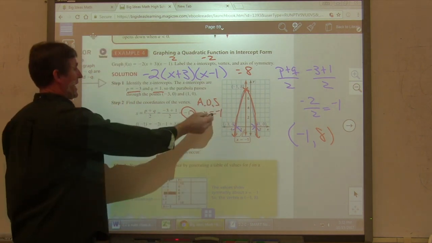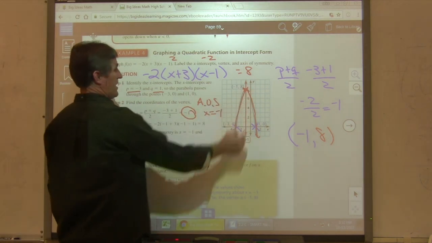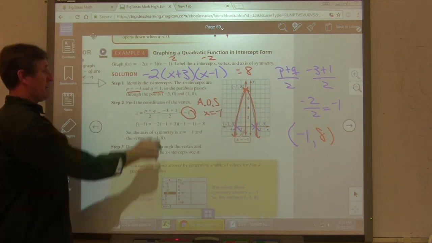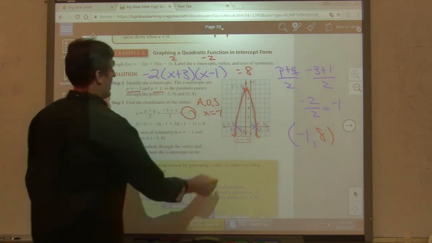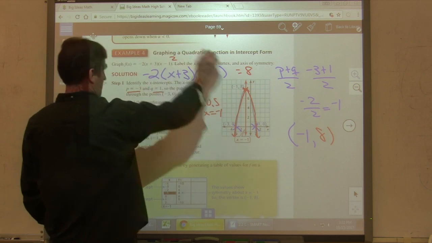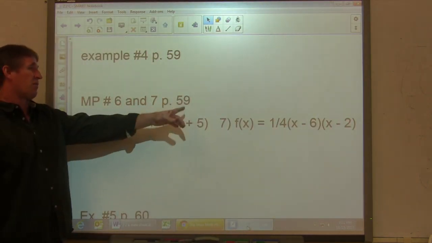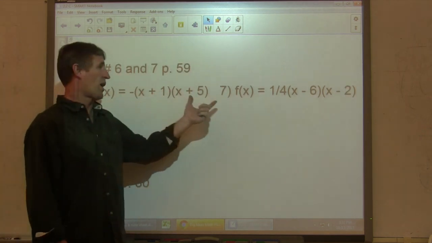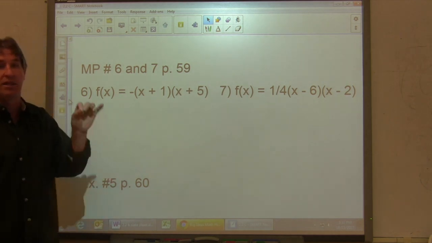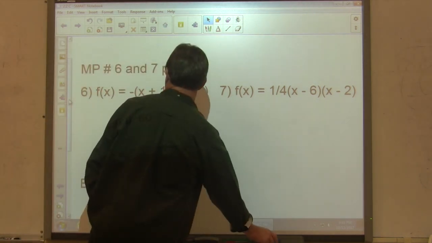And then we plug that negative 1 back into the expression to find our vertex, and then we can draw our graph because we have 3 points. So they're going to ask you now to look at the MPs 6 and 7. It's on page 59, but I put it on here. So what I'd like you to do is try these, find the axis of symmetry, the vertex, and then draw your graph. Pause the video here and then come back and look and see how you did.